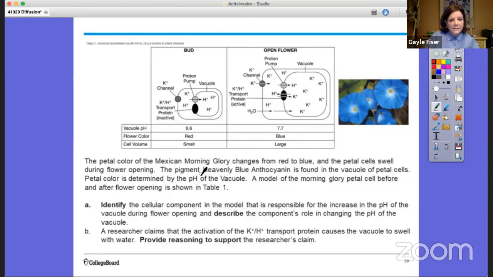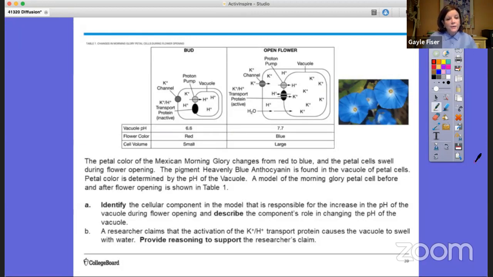So let's read this. The petal of the Mexican morning glory changes from red to blue, and the petal cells swell during flower opening. The pigment heavenly blue anthocyanin is found in the vacuole of petal cells. Petal color is determined by the pH of the vacuole. A model of the morning glory petal cell before and after flower opening is shown in table 1.